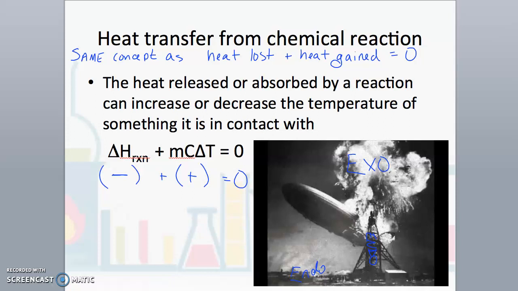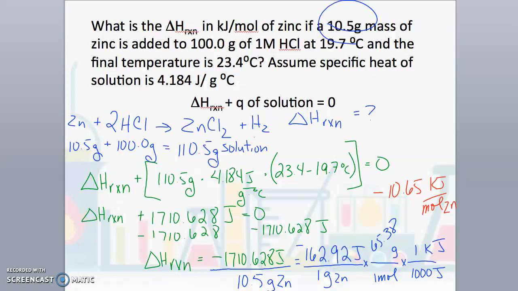We're going to go into heat transfer from a chemical reaction. And this is new because we've talked about heat transfer between two objects. We've heated a piece of metal and put it into water, and we said that the heat lost by the metal was equal to the heat gained by the water. We like to use the equation heat lost plus heat gained equals 0. It's just a personal preference. And in this case, we can use a delta H of the reaction plus MC delta T equal to 0. So we're going to show you an example of that.